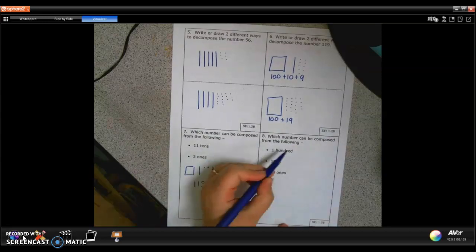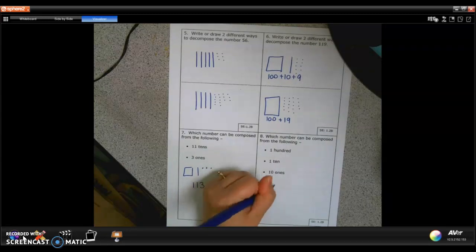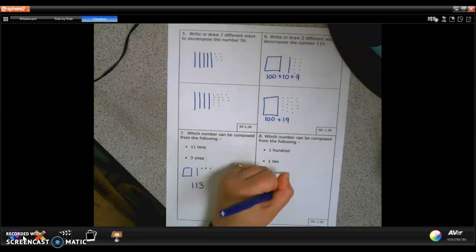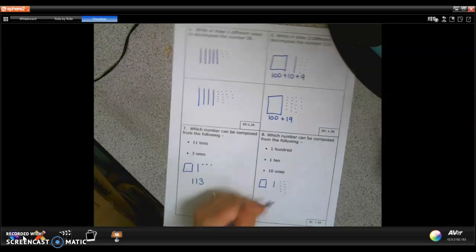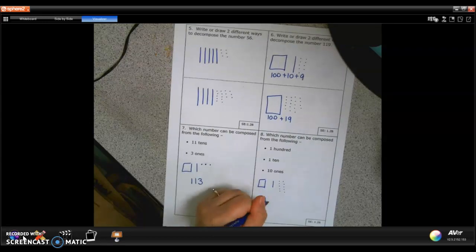Which number can be composed with the following? All right, I'm going to have 100, 10, and 10 ones. That means I have 120.